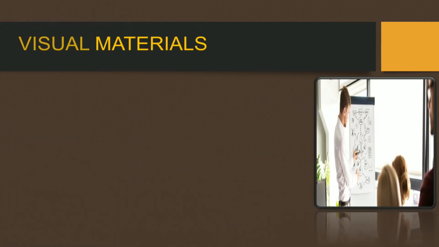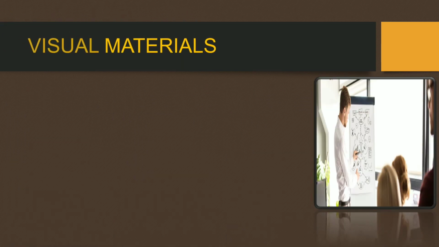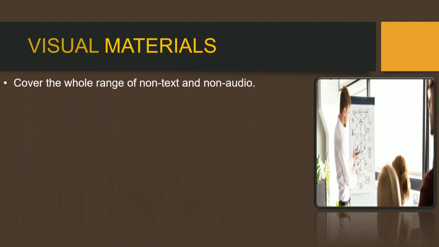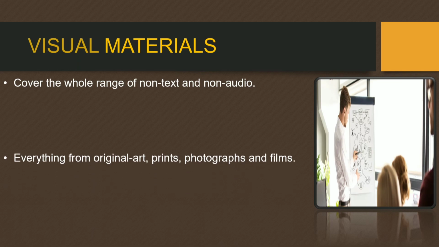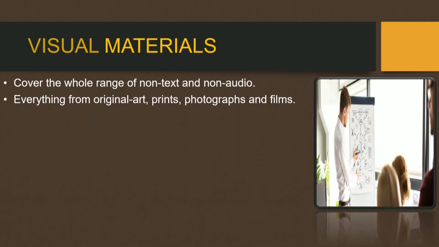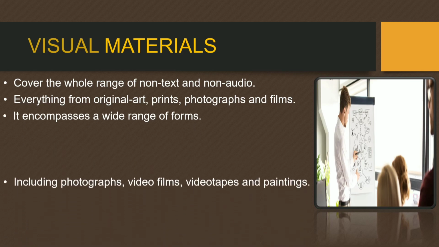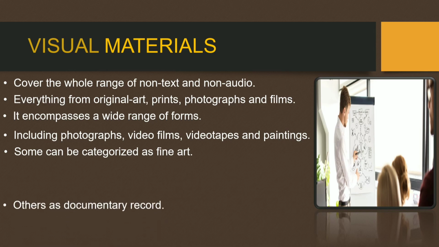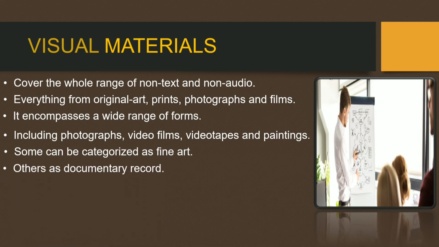So what are visual materials? They cover the whole range of non-text and non-audio materials, everything from original art, prints, photographs, and films. They encompass a wide range of forms, including photographs, video films, videotapes, and paintings. Some can be categorized as fine art, others as documentary record, and lastly reproducible.